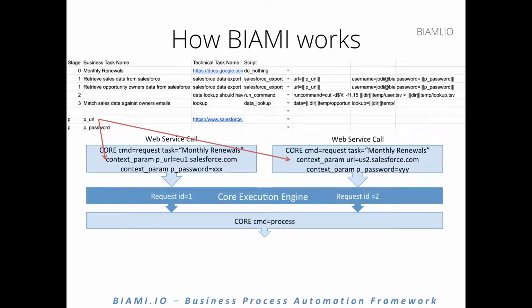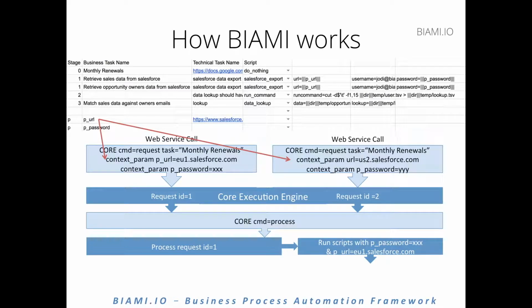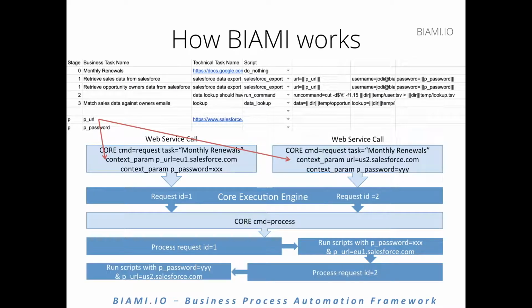So you can say that first you collect all the requests, and then later on you execute them, or you could also combine them so you can request and process them at the same time. It depends on how you want to execute your automation. It's only when you execute in the core with a command process that the system starts executing your automation request. It will process the first request and run the script with some specific context parameters in it. Later on it will execute another request that you made before with different parameters. And what you will see is that the parameters the system executes with are the parameters you asked for when you were making the web service call.